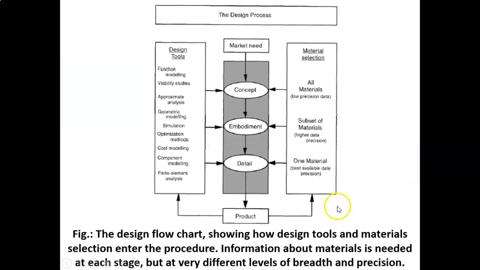So this is the design flow chart showing how design tools and material selection enter the procedure. So information about materials is needed at each stage, but at very different levels of breadth and precision. So this is the design process, okay, what the market needs. The engineer must first study the needs of the market, what the customer needs, okay.